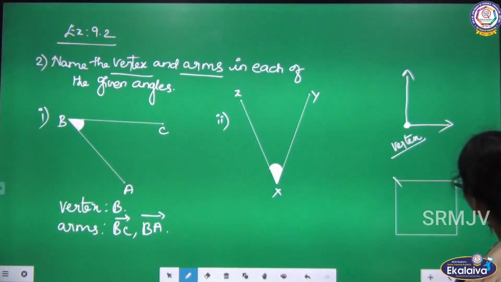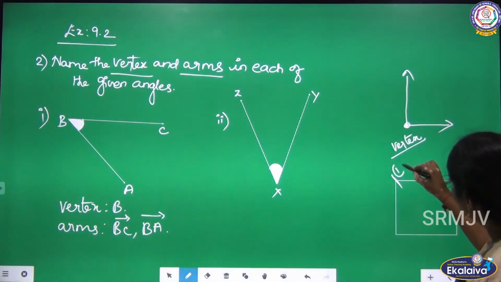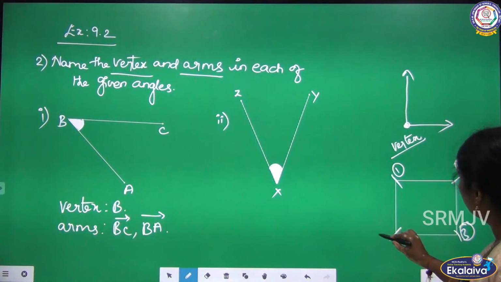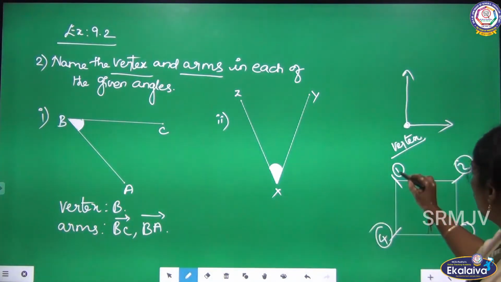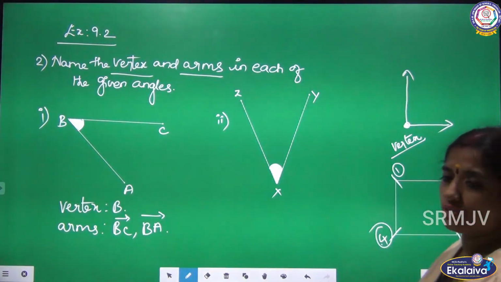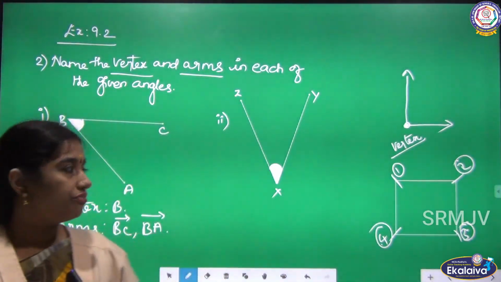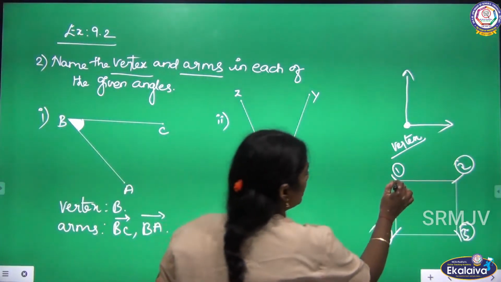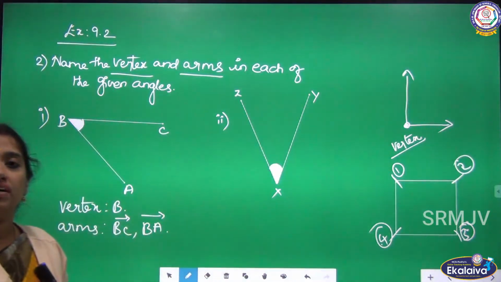A square has 4 vertices. See, this is a vertex, and 2, 3 and 4. So 1, 2, 3, 4. This is the vertex of the square, where 2 line segments are joining. This part is nothing but the vertex.